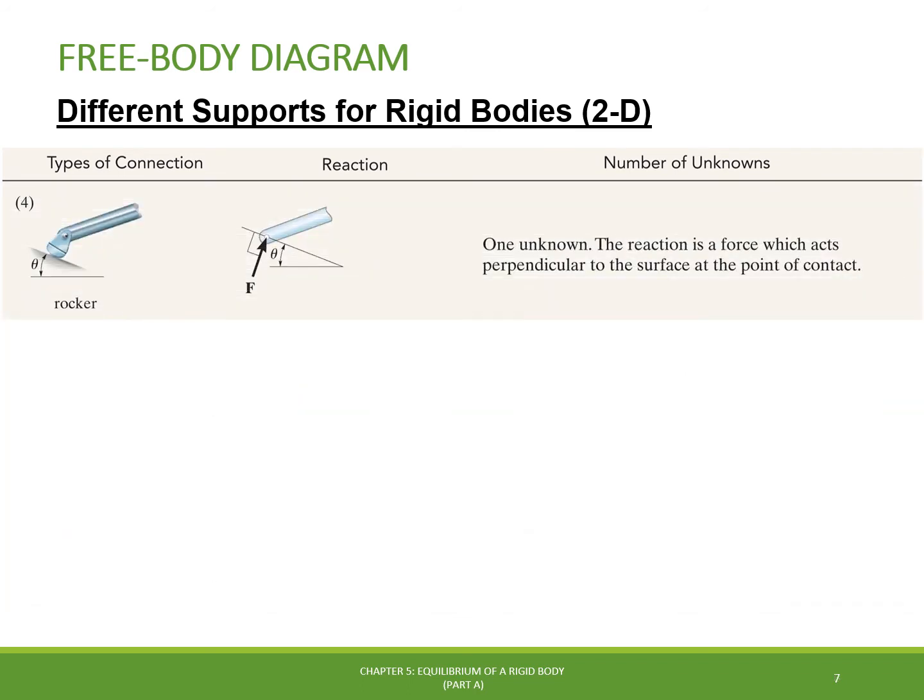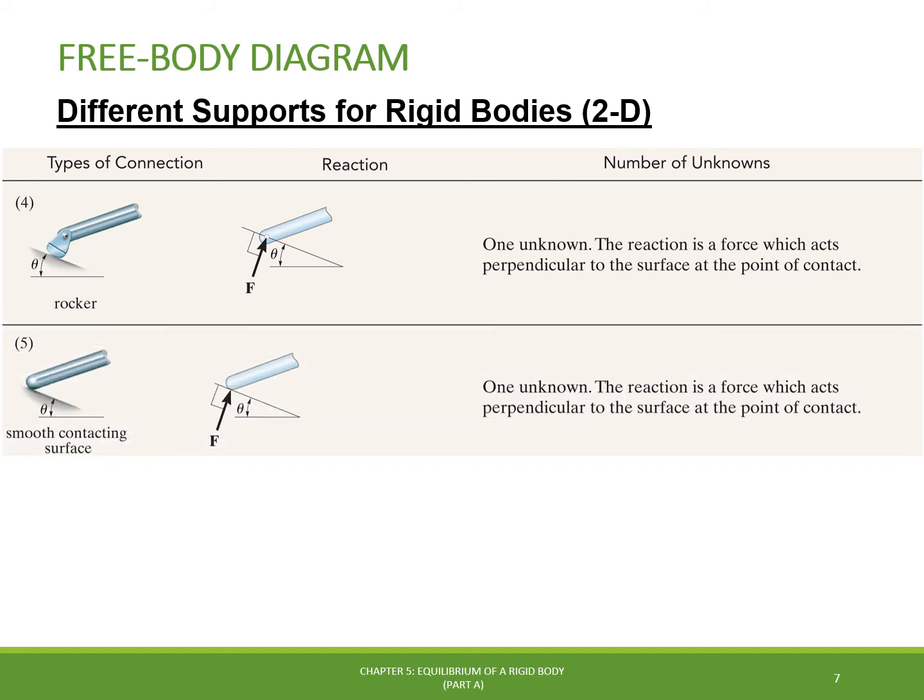The fourth type of connection is the rocker, in which there is only one reactive force that acts perpendicular to the surface at the point of contact. The fifth type is a smooth contacting surface, in which again, the only reaction force is the one perpendicular to the surface at the point of contact, and acts to restrict the movement through this direction.